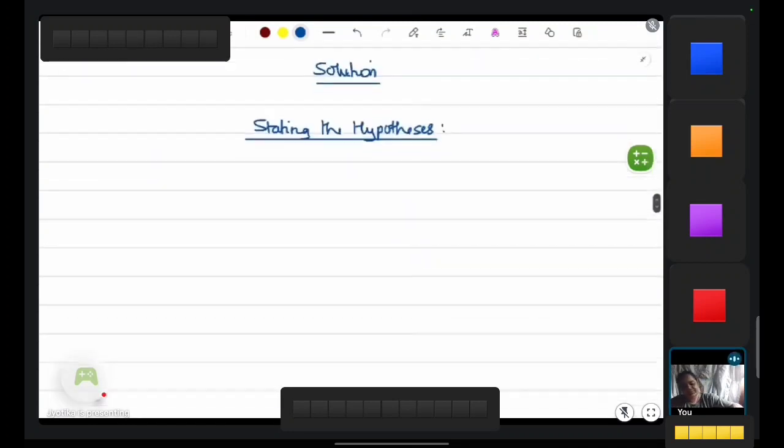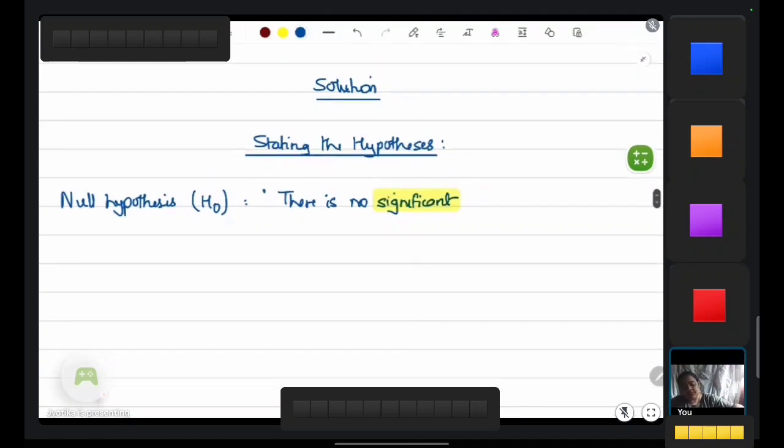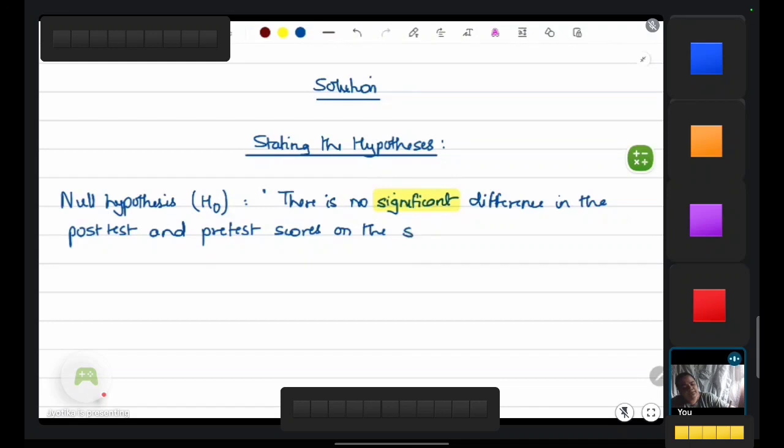I'm writing the hypothesis. Everybody write with me. Null hypothesis, H0. First we are writing in words as always. So there is no significant difference. And I'm highlighting the words so that we remember. Highlight in your book also. There is no significant difference in the post-test and pre-test scores on the social phobia test.